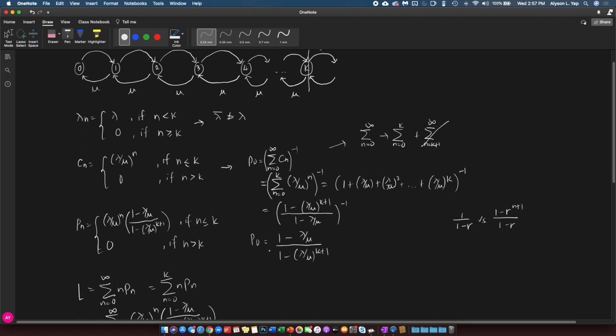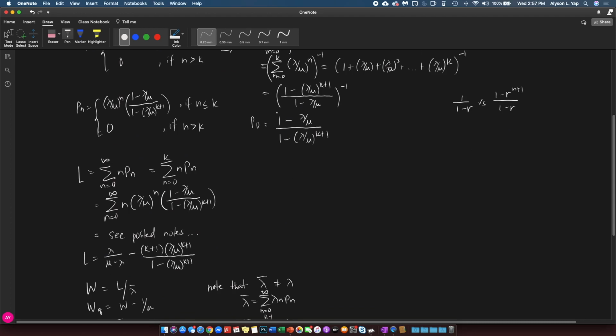Now, because we have p sub 0, then we can get p sub n. And p sub n is just this. Remember that the probability of having a state more than k is 0. Why? Because it is impossible for us to have more than k customers inside the system. Once the system closes, we automatically reject any incoming customer, and the system only closes when we reach the system capacity of k.